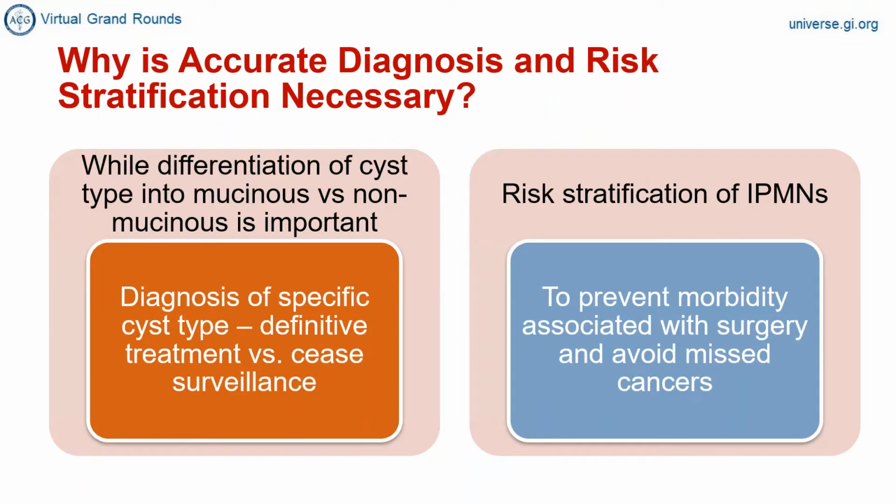So, kind of driving home the point, while it's important to differentiate cysts into mucinous and non-mucinous, it's also important to risk stratify IPMNs to prevent unwarranted, unnecessary pancreatic surgery.